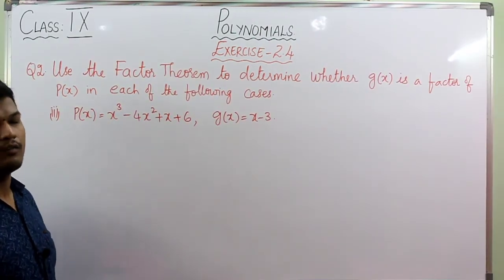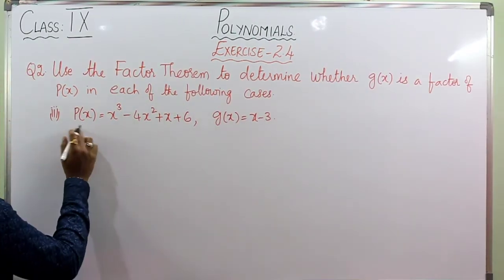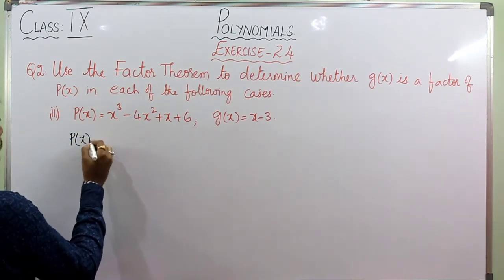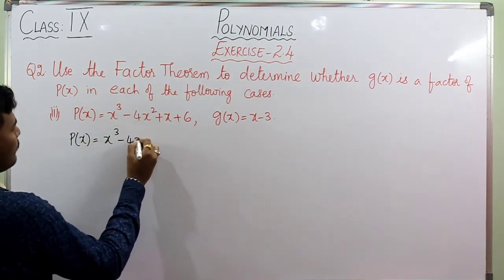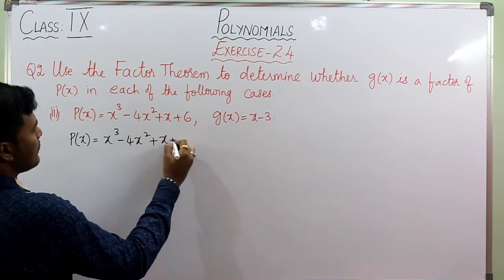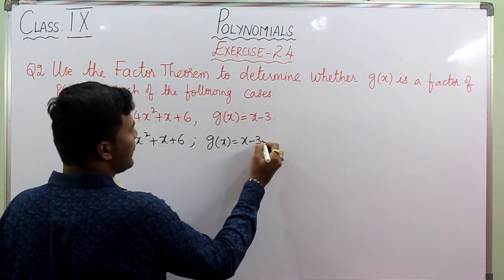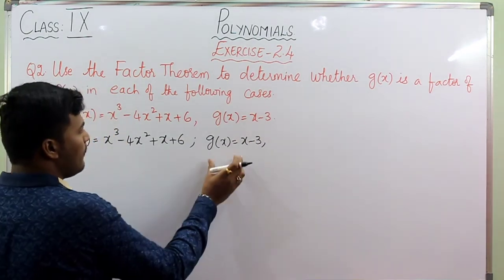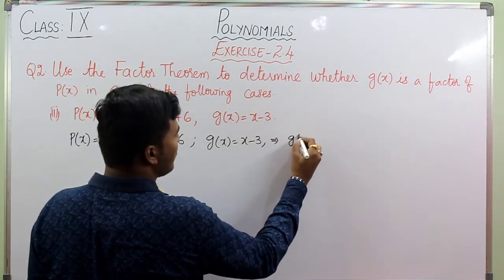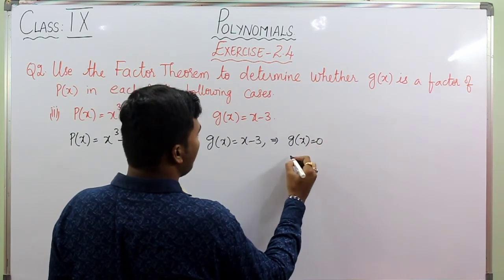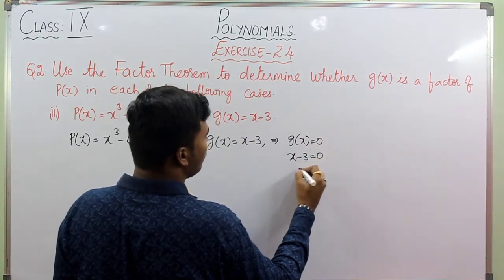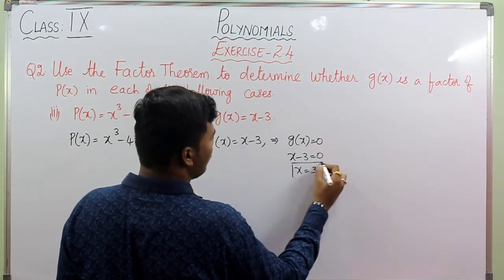Now the third bit of this problem, that is, if p of x is equal to x cube minus 4x square plus x plus 6 and g of x is equal to x minus 3. So same way, first we have to equate this g of x to 0, then we will get x minus 3 is equal to 0. From that x will be equal to 3, right?